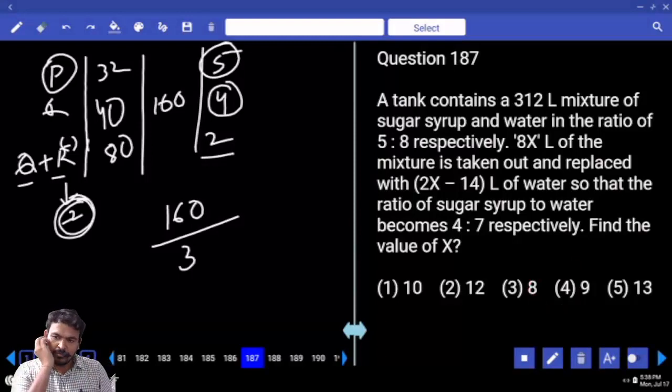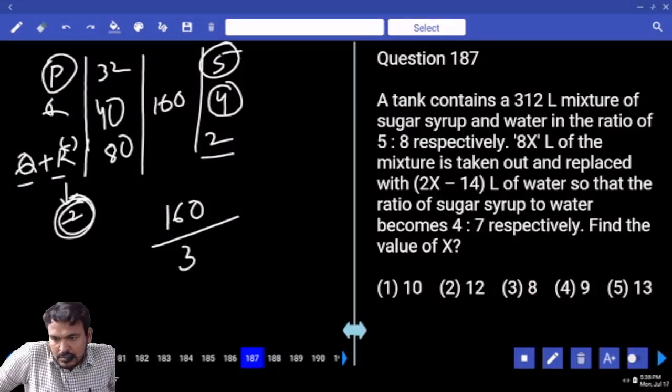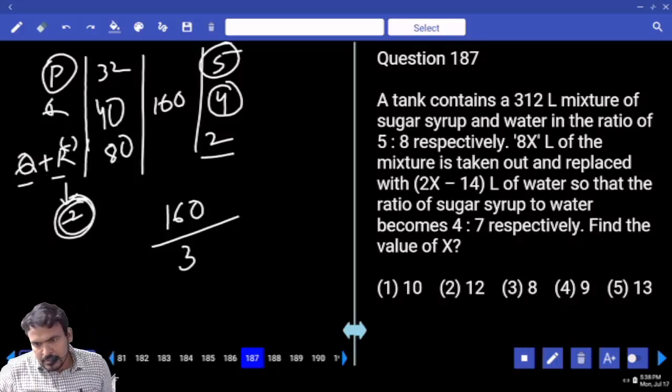Next question number 187. A tank contains 312 liters of mixture of sugar syrup and water in the ratio of 5:8. 8x liters of the mixture is taken out and it is replaced with 2x minus 14 liters of water so that the ratio of sugar syrup to the water becomes 4:7. Find the value of x.